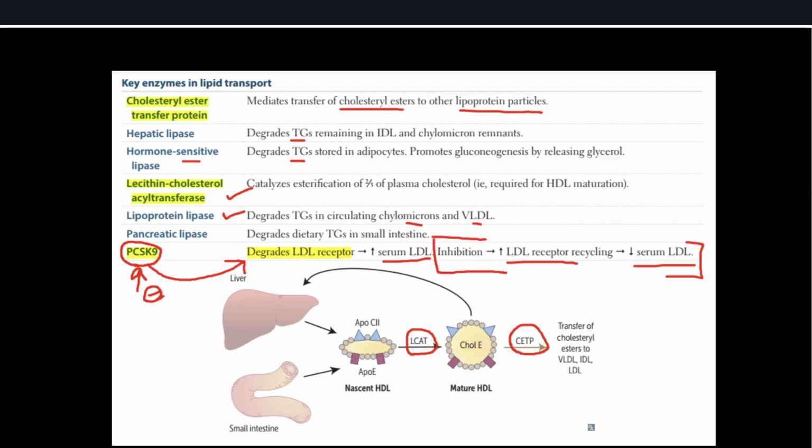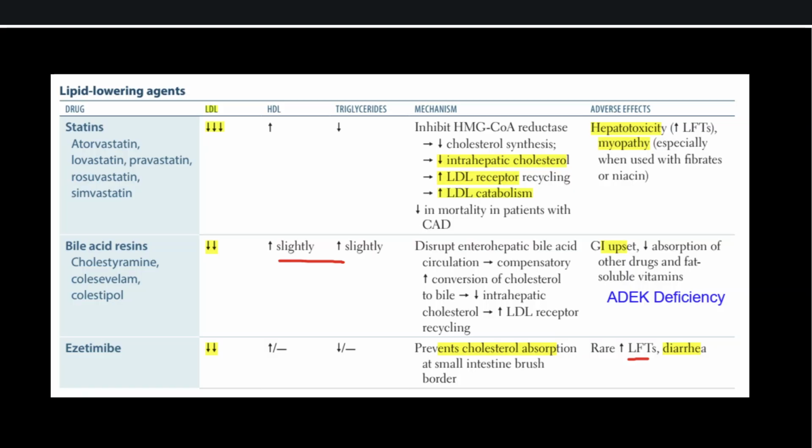Okay. Now, what we're going to do is go into the drugs, all the hyperlipidemia drugs. Okay, so let's go there first. On page 345, all the lipid-lowering drugs are there. We've seen how they work already. All we need to figure out is the pathophysiology and the adverse effects.